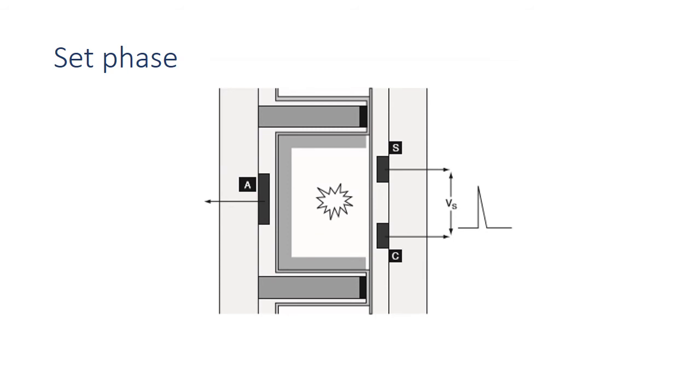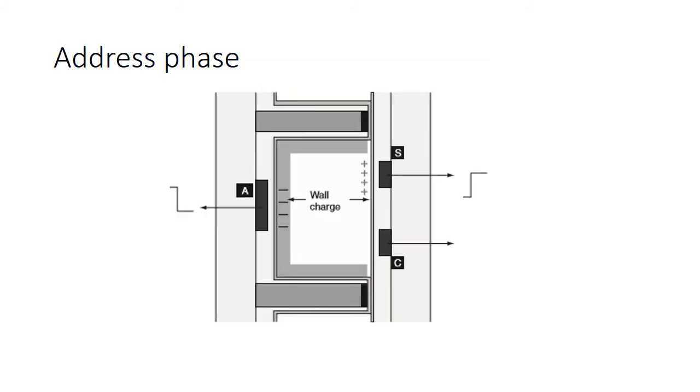First, let's talk about the set phase. A step pulse of about 300 to 400 volts is applied between scan and sustain electrodes. It causes a small discharge and the gas in the cell becomes ionized. It results in erasing any residual charge that has remained from the previous cycle.